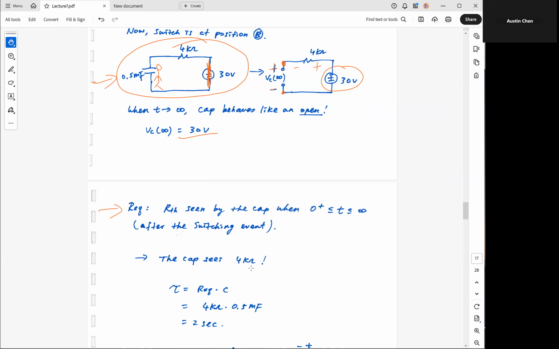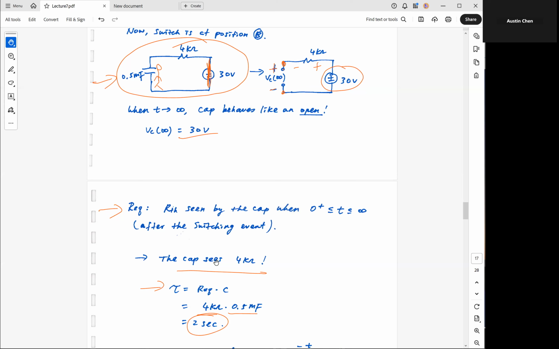At this point, we are just using very simple analysis, voltage division, current division, and it's a simple circuit that you need to analyze. Some of this can be done easily by inspection. So the capacitor sees 4K ohm. Therefore tau is equal to Req times C, and that is 4K ohm times 0.5 millifarad, and we have 2 seconds over here. The good news is that we have now collected all three variables of interest.